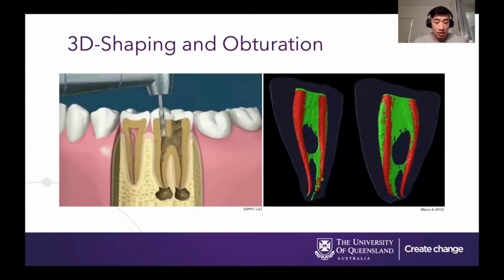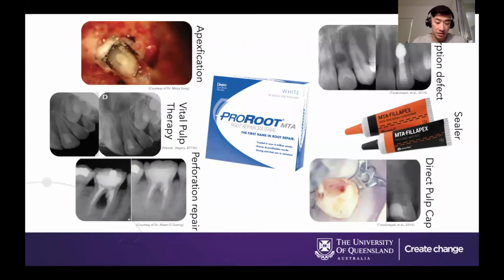A promising obturation material is mineral trioxide aggregate. It was created by Torabinejad as a perforation repair material, but currently it has many uses in cases like apexification, resorption defects, or direct pulp capping.